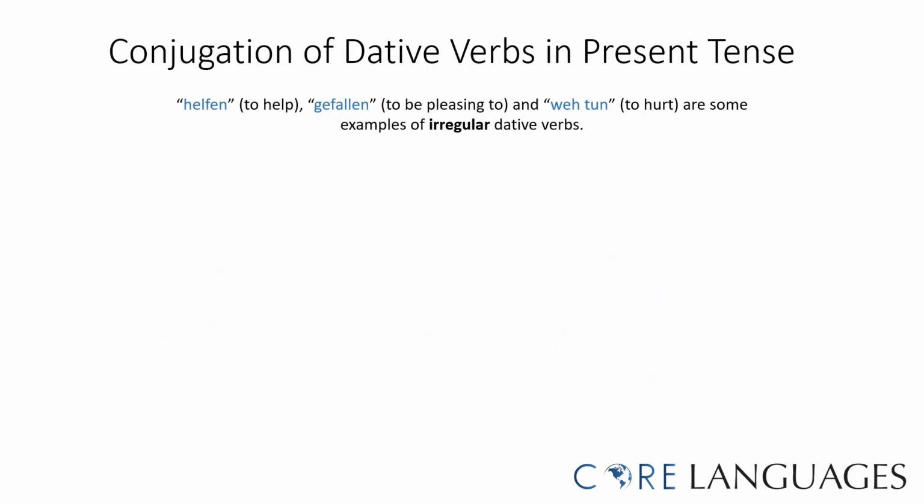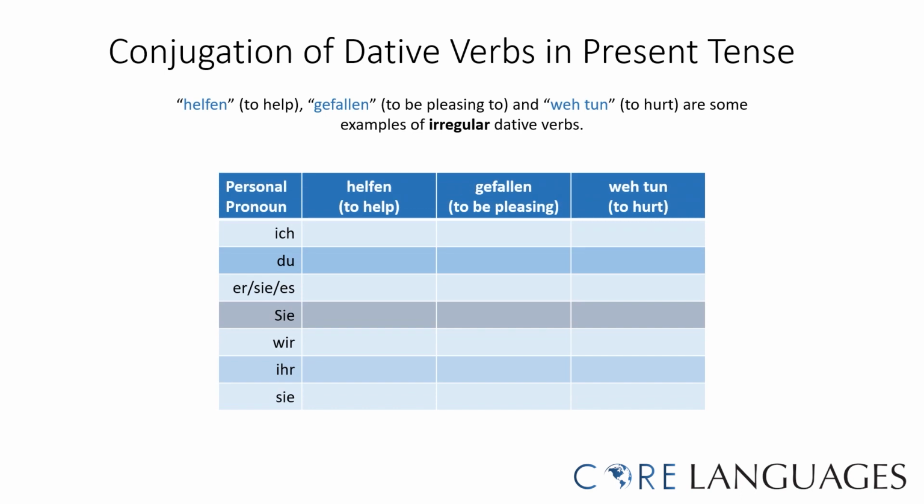The verbs helfen, to help, gefallen, to be pleasing to, and wehtun, to hurt, are some examples of irregular dative verbs. These three verbs can also be followed by someone in the English translation. Feel free to repeat after me. Ich helfe, du hilfst, er/sie/es hilft, Sie helfen. Wir helfen, ihr helft, sie helfen.